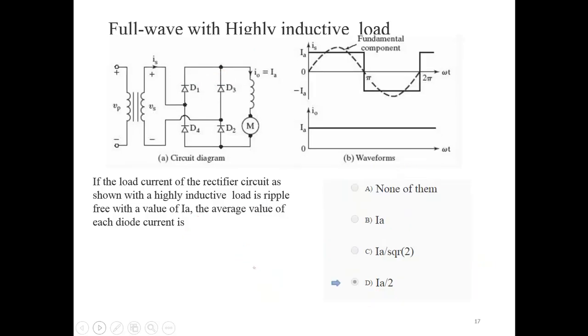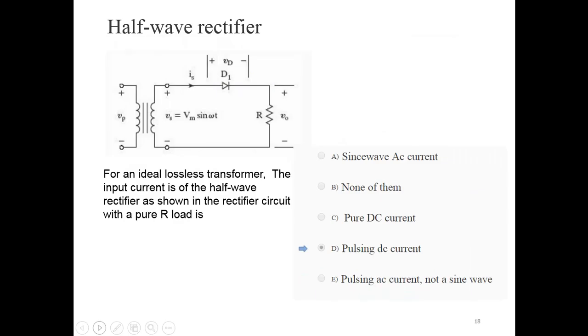What it says is that the average value of each diode current, in this particular case, IA is fixed. The average will be divided by 2. This will be IA divided by 2. Each will be IA by 2. This is the basic. Remember that.